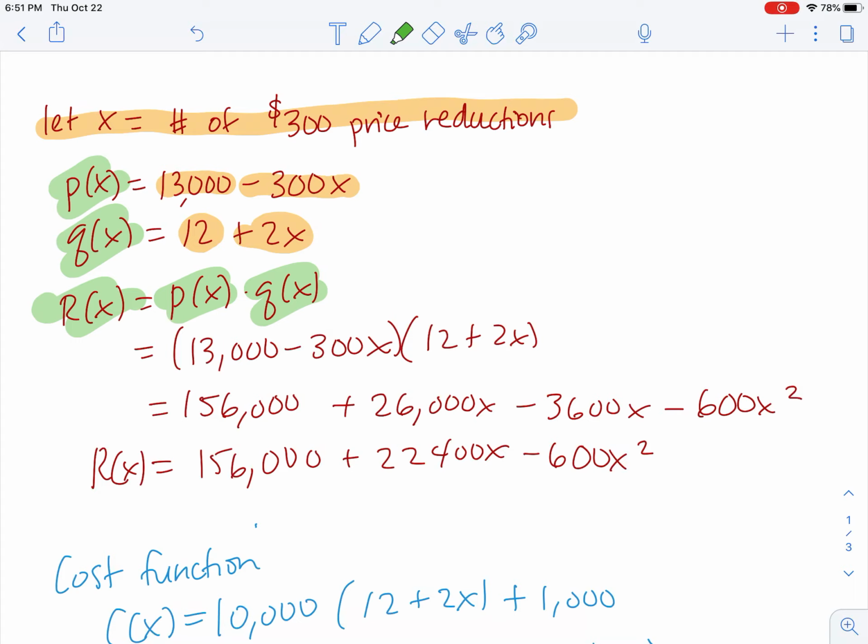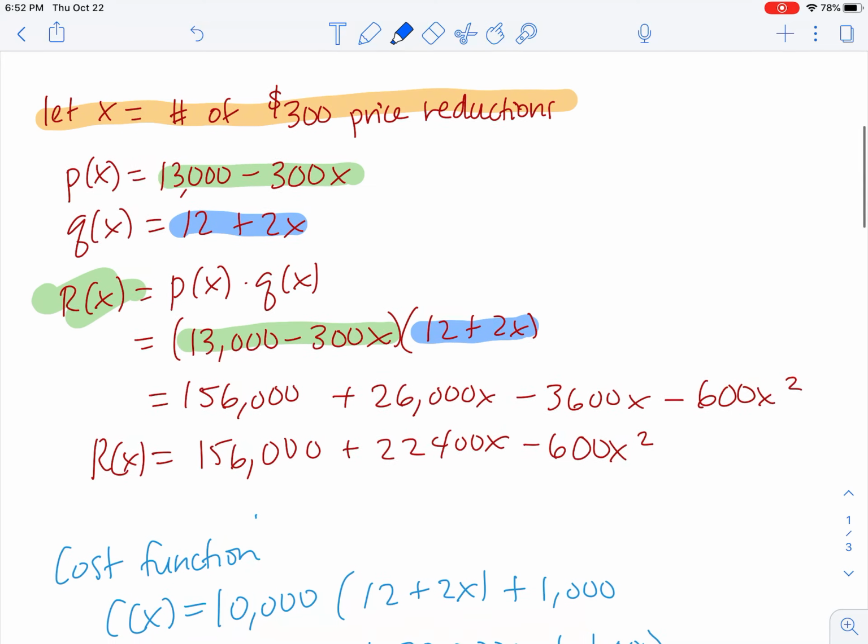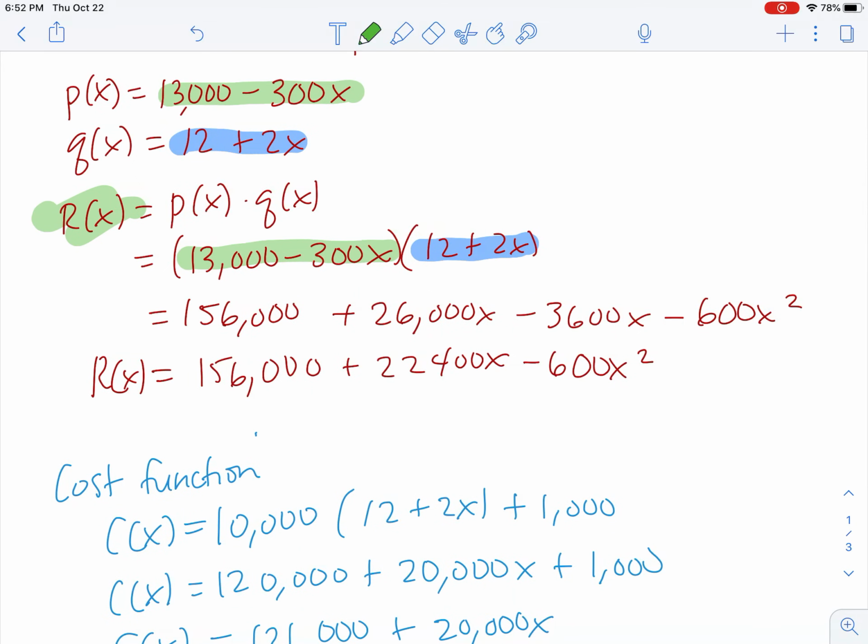Okay, so $13,000 minus 300X is here, and we've made a product with Q of X, which is 12 plus 2X here. So our next task is to multiply these two together. So 13,000 times 12 is 156,000.